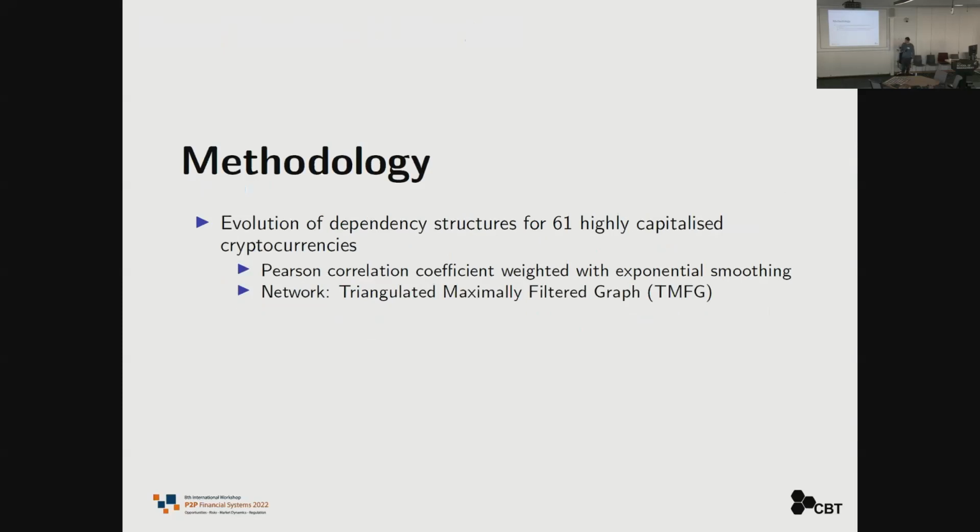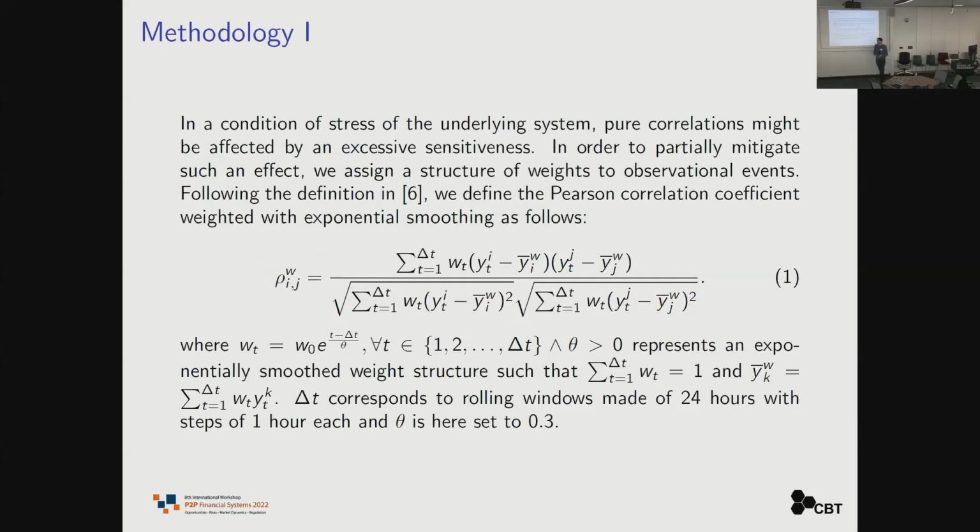And now, in order to analyze more of the dependence structure of the cryptocurrency market during this period, we use the Pearson correlation coefficient, weighted with exponential smoothing, and as the network, we use the TMFG, the triangular maximally filtered graph. And this is quite simple: we use the Pearson correlation with exponential weights in order to avoid the effect of outliers. We have a lot of shocks here, so it's necessary to use a structure of different weights. And given that we are interested in the dynamics over time, we use a rolling window.